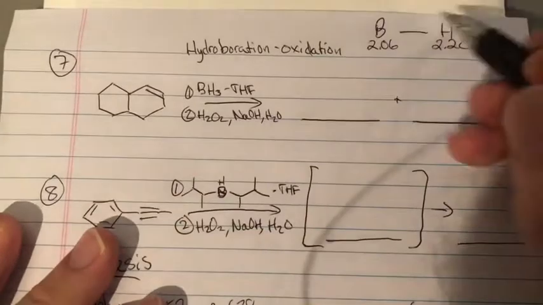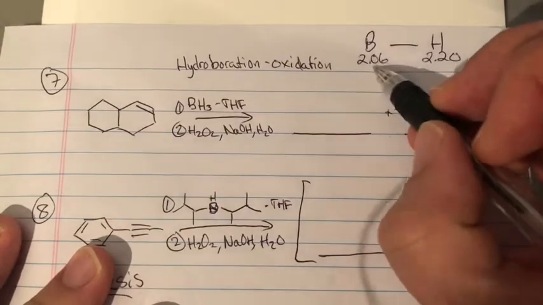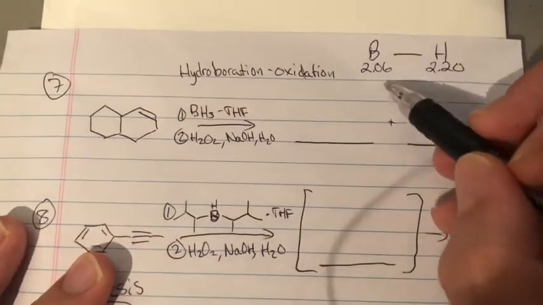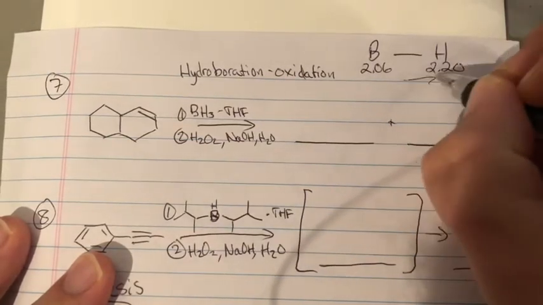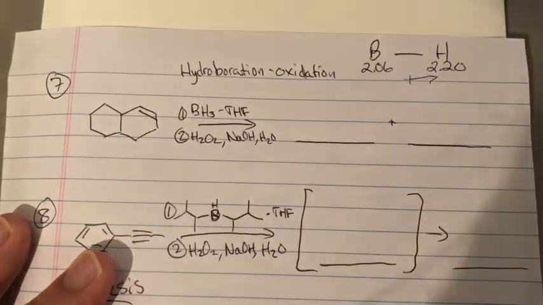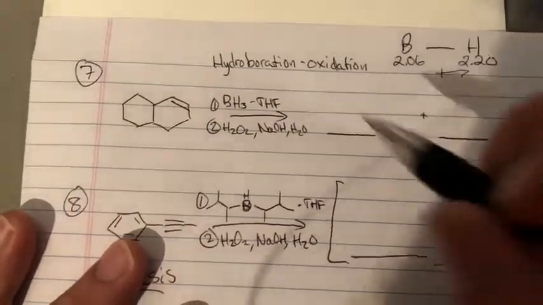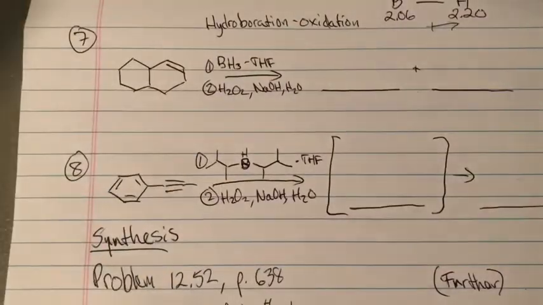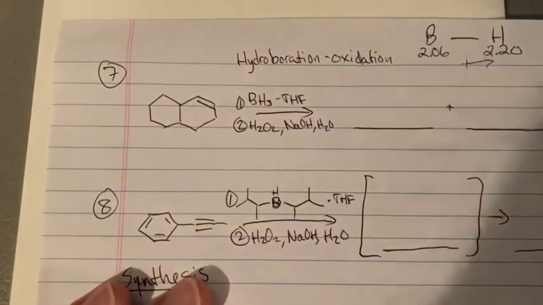Hydroboration oxidation. Notice here I have some seemingly arbitrary values. Those are actually electronegativity values: you have 2.06 here and 2.20 here. That means hydrogen is slightly more electronegative relative to boron, meaning it's going to pull some electron density away from boron. So this is sort of like a Lewis acid, if you will, though not to the same extent as, say, aluminum trichloride. But what it is going to do is add to this double bond that you see right here.